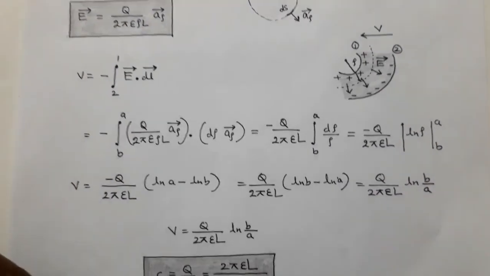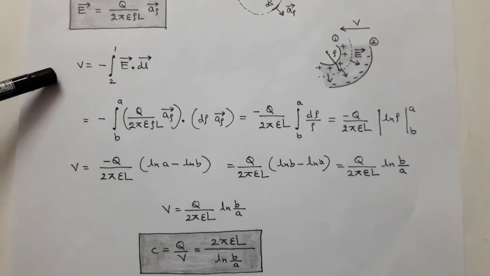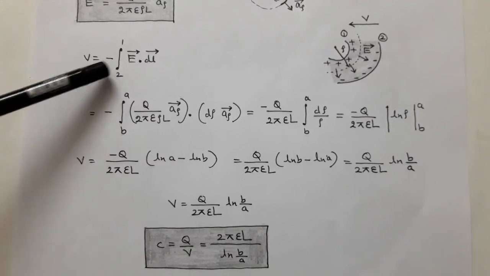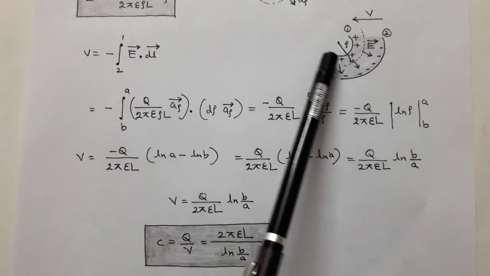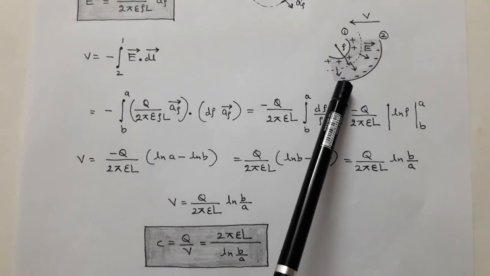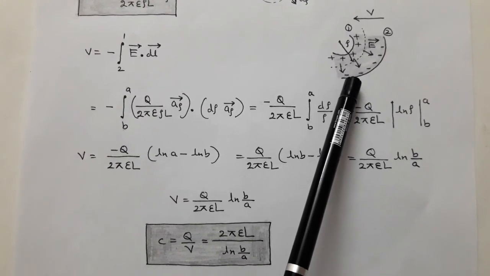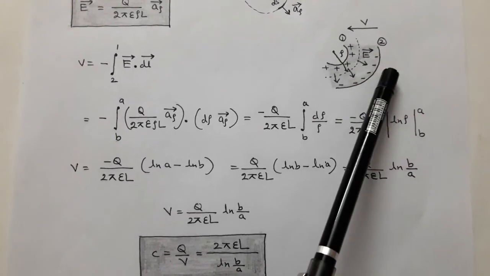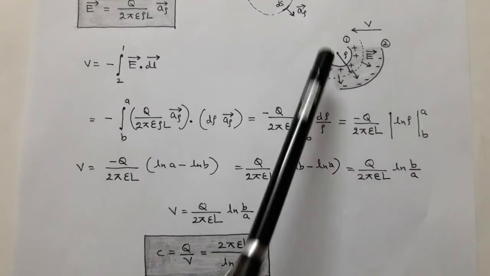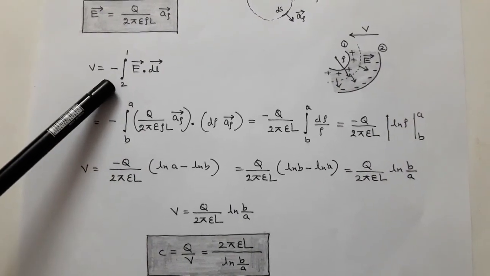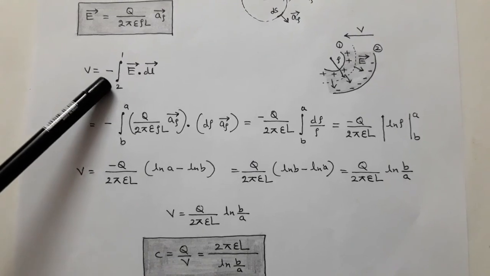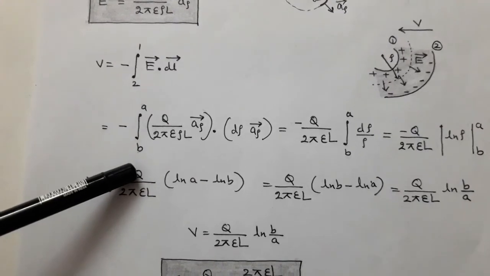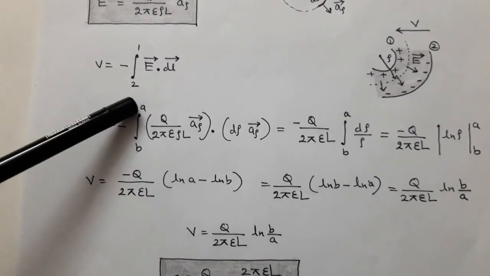The next step is to determine the potential difference between these two plates. For this we use the formula minus integration E dot dl. Here the limit of integration is from 2 to 1 because the direction of electric field is from conductor 1 to conductor 2, and to determine the potential difference we have to move a test charge against this electric field, that is from 2 to 1. For the second conductor, that is the outer conductor having radius b, and the inner conductor having radius a, the limits become b to a.